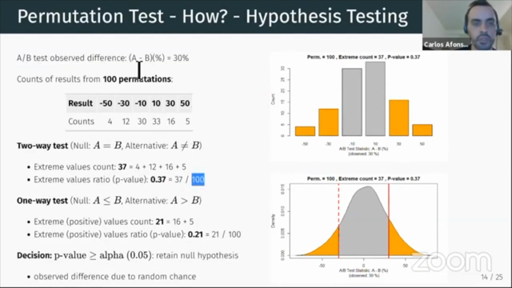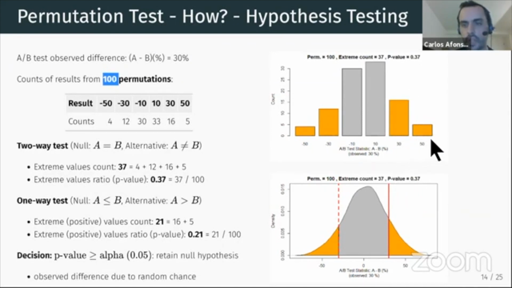100 is the number of permutations that we did. Okay? So this is how you compute the p-value through a permutation test. And that's how we get to the 0.37 here, the p-value. And that is represented here graphically by the orange color.